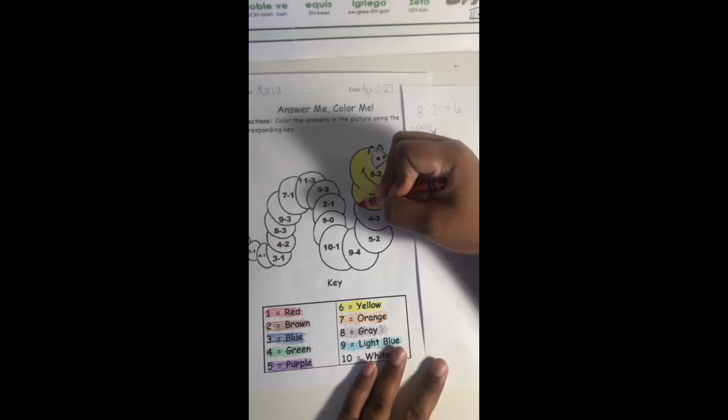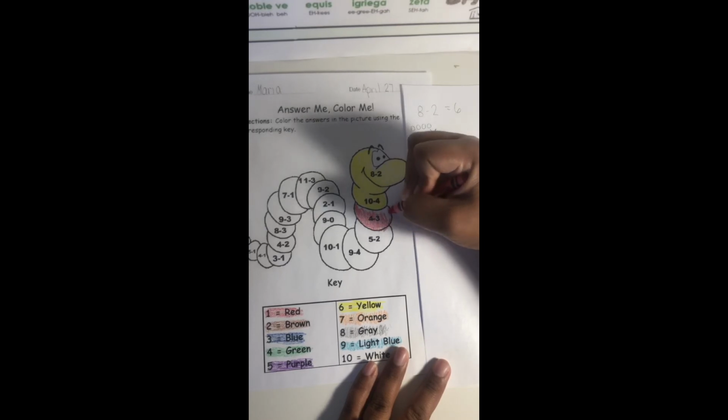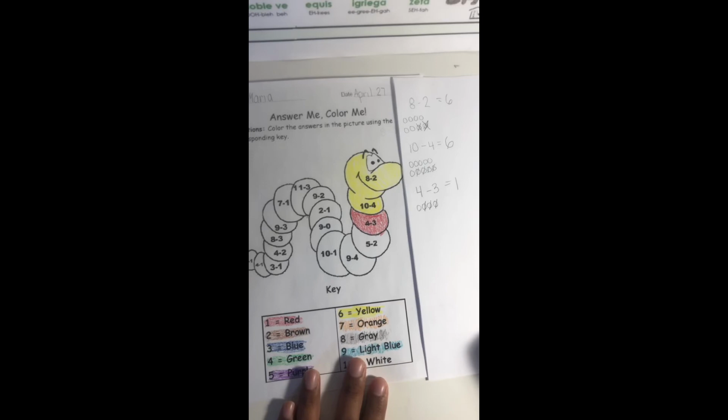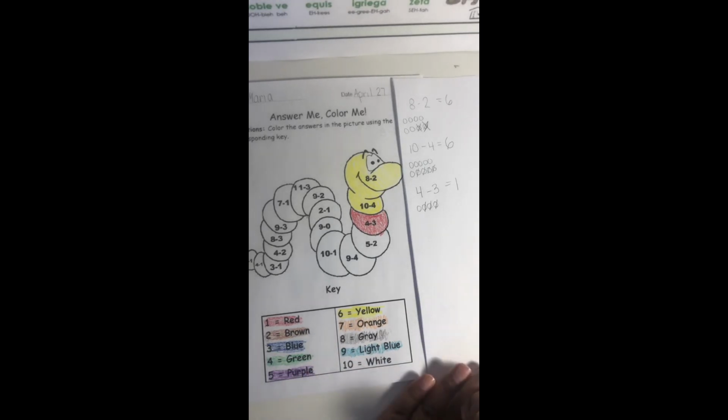So I'm going to color this red. Oop, I went over the line. That looks really good, guys. Okay. So we'll go ahead with our next one.